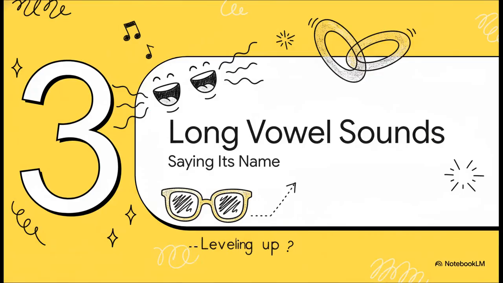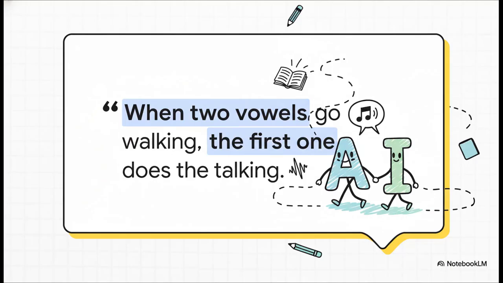So now let's level up a bit. What happens when a word has 2 vowels? This is where the long vowel sound comes into play, and honestly, this is where the magic happens. And to remember this next rule, there is this fantastic little rhyme that teachers have used forever. It goes, when 2 vowels go walking, the first one does the talking. Seriously, burn that phrase into your brain. It's going to be your new best friend for reading.